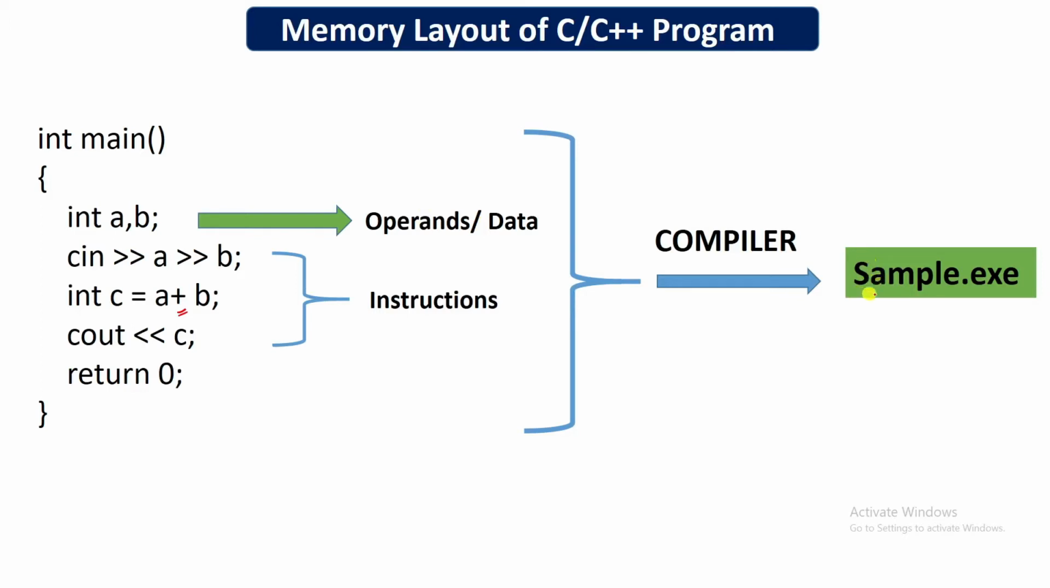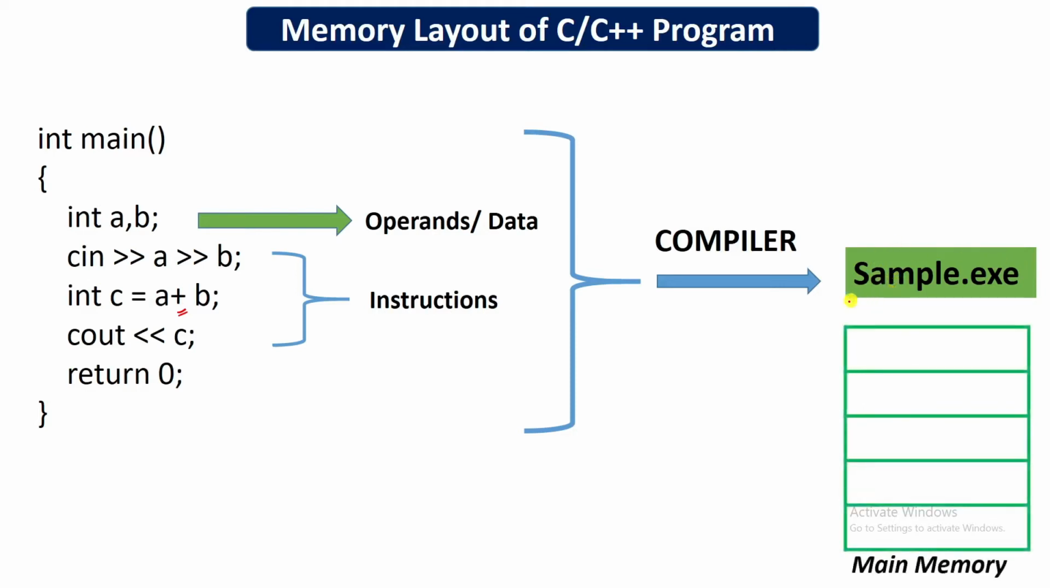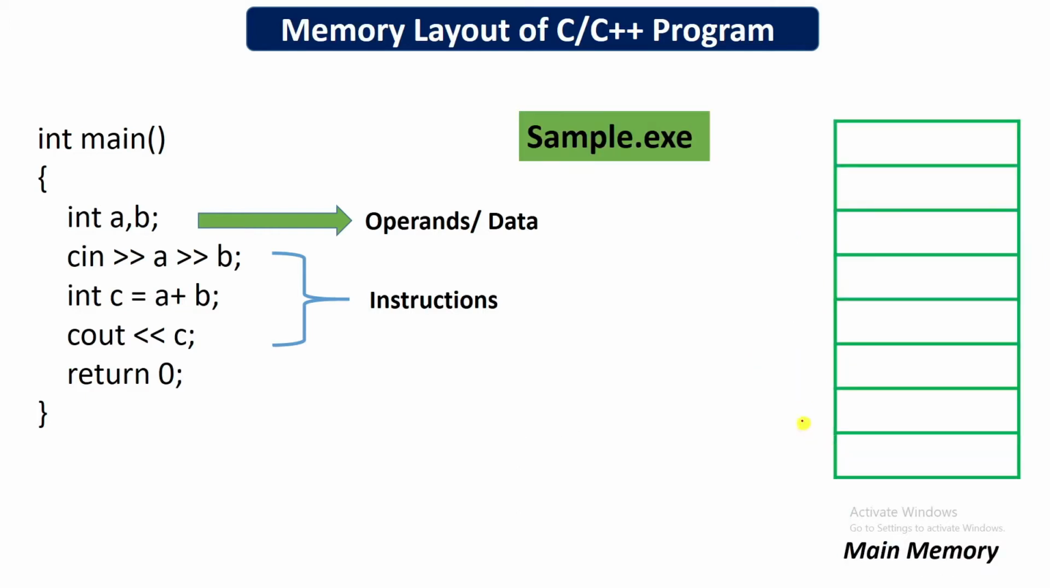Okay, so let's say our executable file name is sample.exe. Now this sample.exe, when we double click, it gets stored or loaded inside the main memory by the operating system, right? Let me make it large. So basically our sample.exe, or you can say executable, which is created after the compilation process of this program, can be stored anywhere in any of the free space inside the main memory.